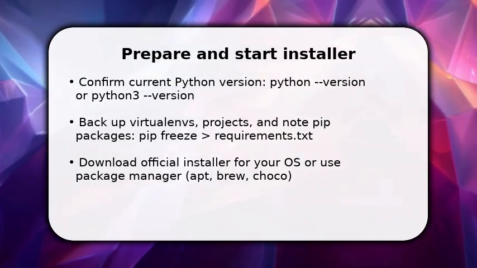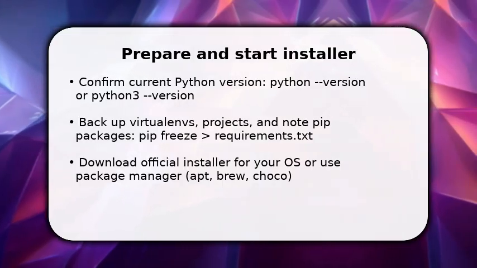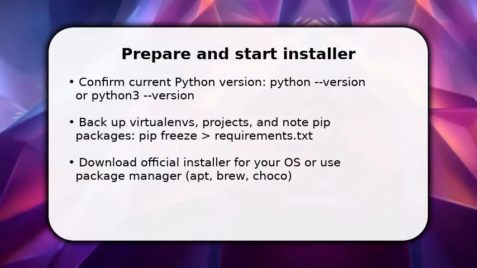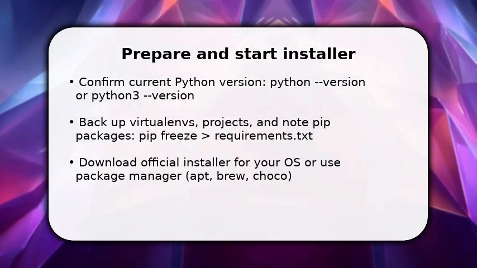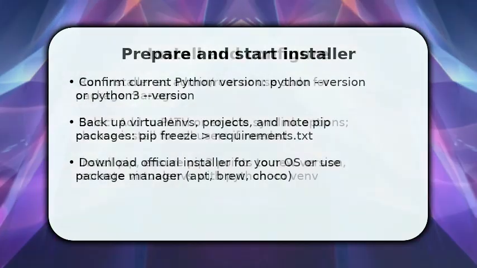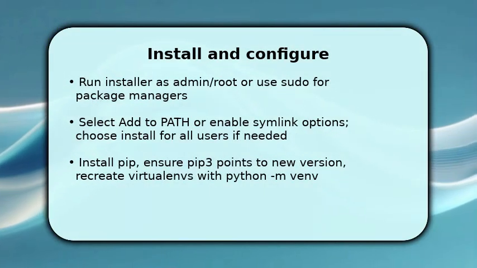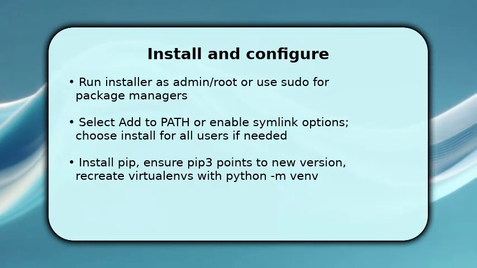Then download the official installer for your operating system or prepare a package manager command like apt, brew, or choco. This gets you to the first actionable step: running the installer or initiating the package upgrade. Don't skip backups. Now you run the installer or execute sudo apt update and sudo apt install python3.